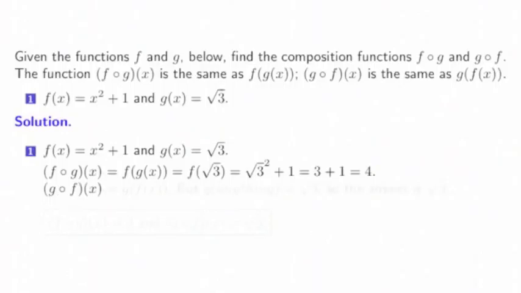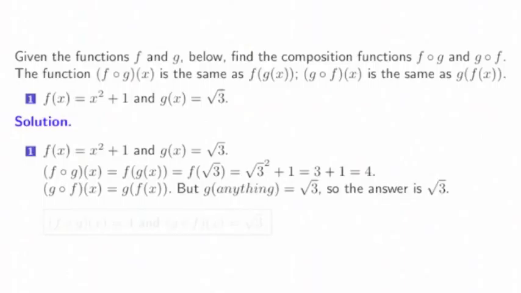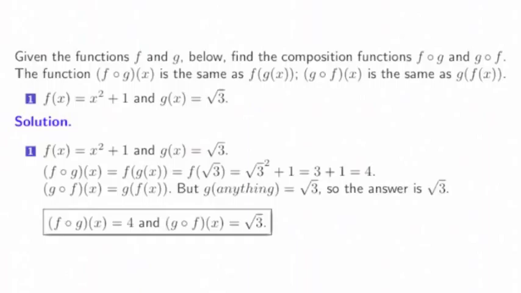On the other hand, g composed with f of x is g of f of x. But g of anything is the square root of 3, so we know the answer is going to be the square root of 3. In summary, f composed with g of x is the constant 4, and g composed with f of x is the constant square root of 3.